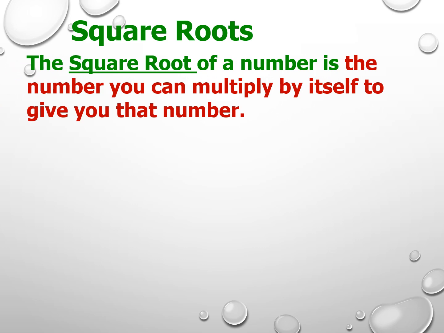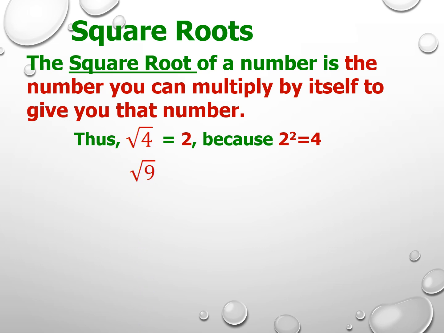The square root of a number is the number you can multiply by itself to give you that number. So if we have a square root of 4, it is equal to 2 because 2 squared is equal to 4. Square root of 9 is equal to 3 because 3 squared is equal to 9. So therefore, when you take the square root of a number, it is the reverse of taking its square, or squaring it.